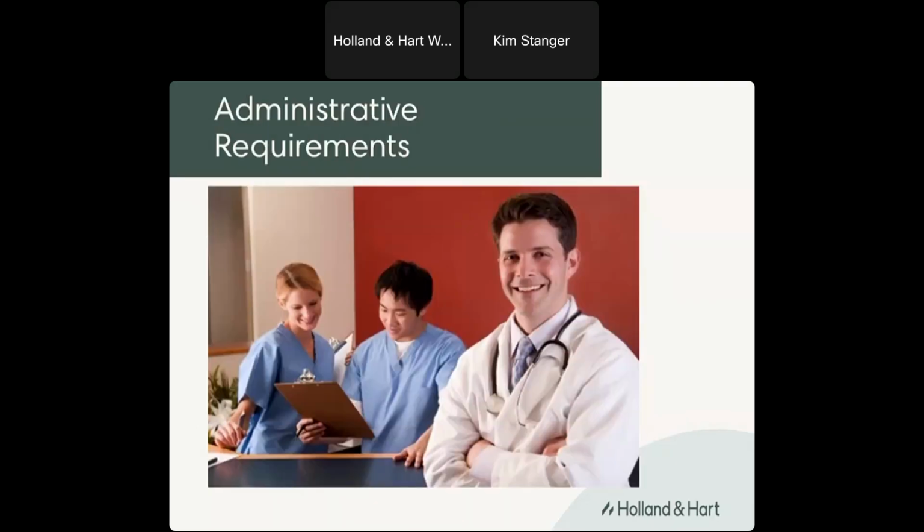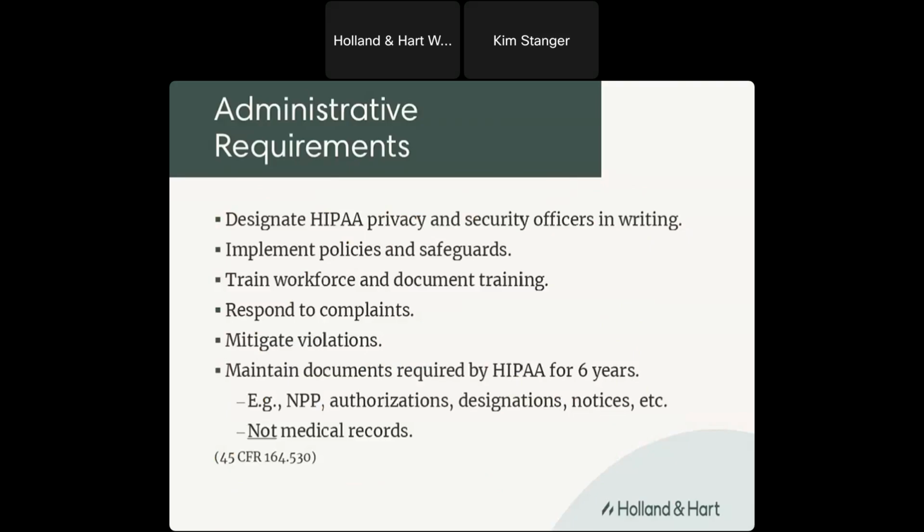All right, let's talk about certain administrative requirements. The HIPAA privacy rule requires that you designate HIPAA privacy and security officers in writing. So whoever is your privacy and security officer, you've got to have those designations in writing, so if the government shows up, they know who to ask for. In addition, you've got to implement written policies and safeguards covering the things we've talked about. You've got to train your workforce and document that training, new workforce members as they come on and periodically thereafter for others.